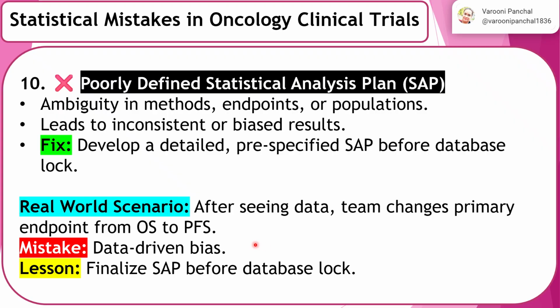So say for example, after seeing data, the team changes the primary endpoint from OS to PFS, right? At the last minute, you change the main primary objective. So the mistake here is you are doing this by data-driven bias. Looking at the data, the data is changing, so you change the endpoint at the last minute. So the lesson here is you need to finalize the SAP before database lock.